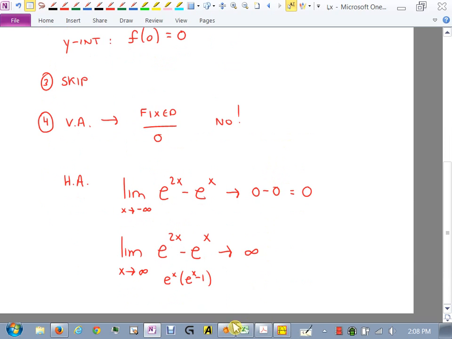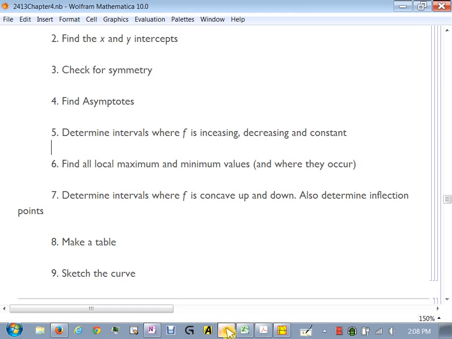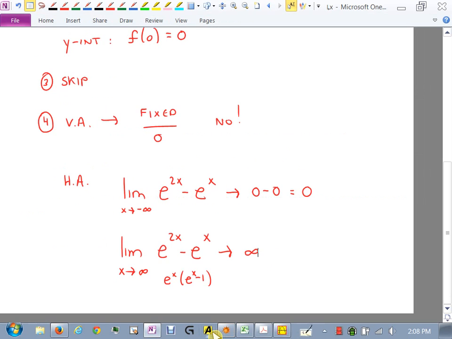Are we on step 5? Okay, increase, decrease time. So for our fifth step, I need a derivative. The derivative is 2e to the 2x minus e to the x.